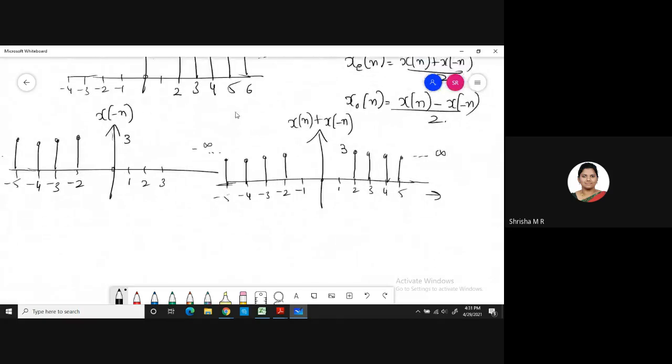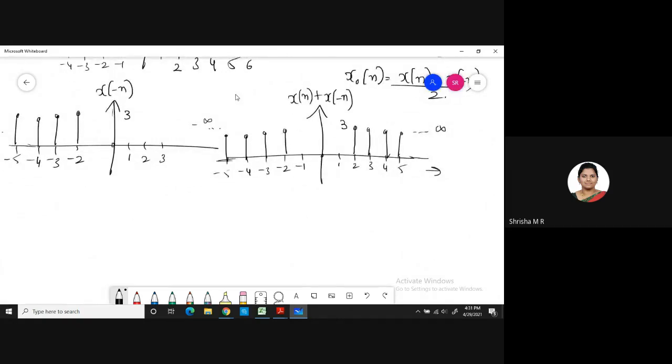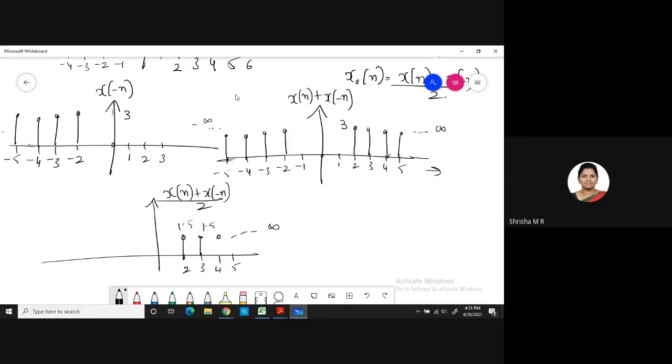Now we have to scale it by a factor 2. What happens now to the amplitude? It will become 1.5. x of n plus x of minus n by 2 means the signal will have amplitude 1.5 from 2 up to infinity. It is scaled by a factor 2. Again from minus 2, minus 3, minus 4, minus 5, the amplitude will be 1.5 because it's scaled by a factor 2. Got it, everyone?